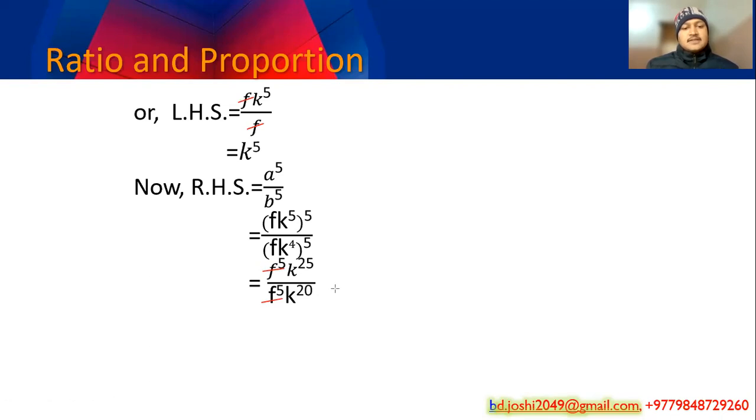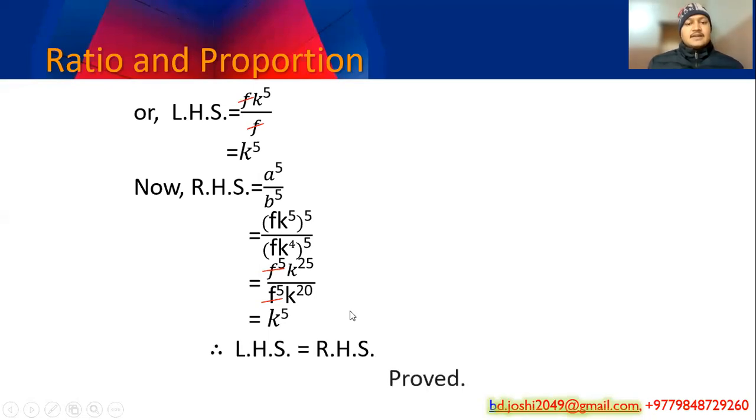If these are in division, then the power is subtracted. We have to subtract the power. K power 25 minus 20, 25 minus 20 is 5, that is all. So its final value will be K power 5. There is K power 5 in the left hand side as well as K power 5 in the right hand side also. So we get left hand side is equal to right hand side, and it is proved.